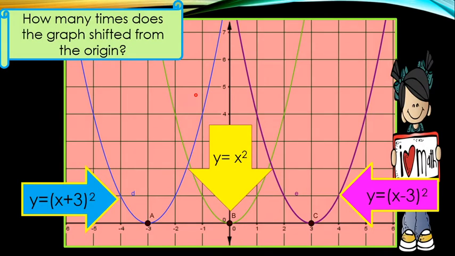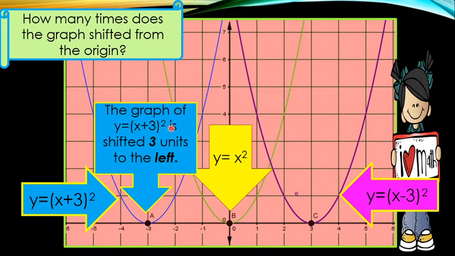Next, how many units is the graph shifted from the origin? Now, look at the value of h here and the location of our graph. y equals (x + 3) squared, and y equals (x − 3) squared. Now, let's describe how many units the graph is shifted from the origin. And the origin is here, which is the point (0, 0).